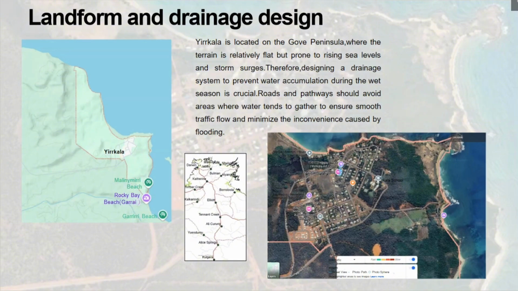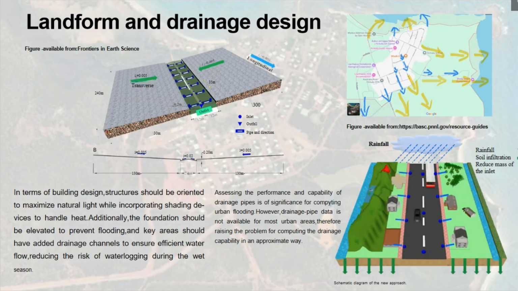Roads and paths should avoid areas where water is likely to accumulate to ensure smooth traffic and reduce inconvenience caused by flooding. This diagram shows strategies to mitigate flooding by elevating building foundations and optimizing drainage systems. The 3D model illustrates how inlets and outfalls in low-lying areas prevent water accumulation, reducing the flooding impact on infrastructure. The map and diagrams show how rainwater is directed through the community, with soil infiltration helping to reduce water pressure. Rainwater is efficiently diverted to safer areas.